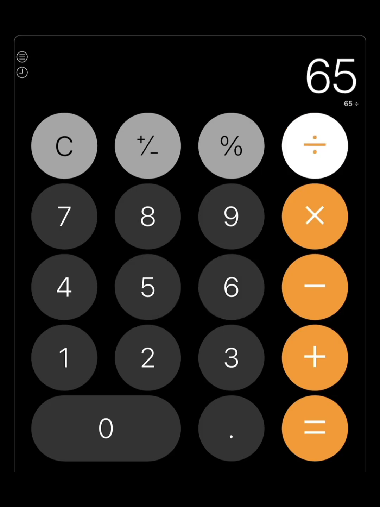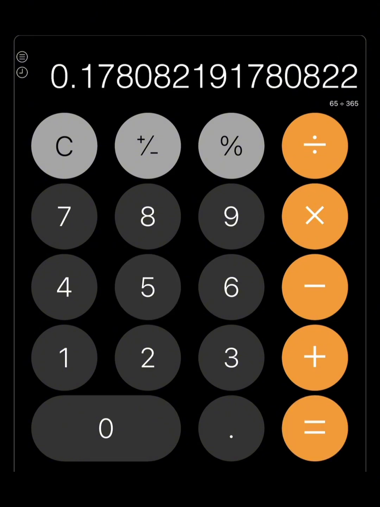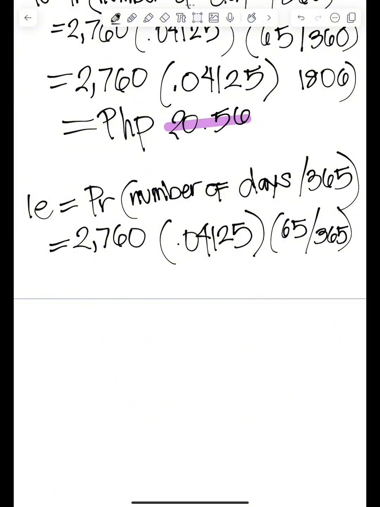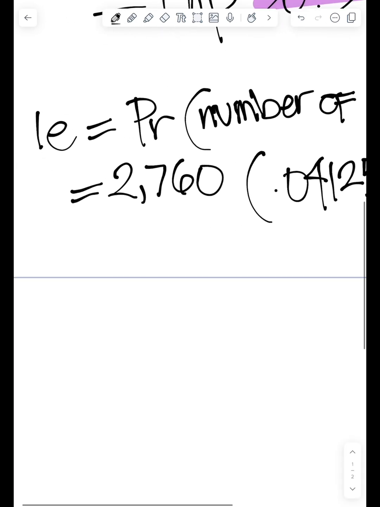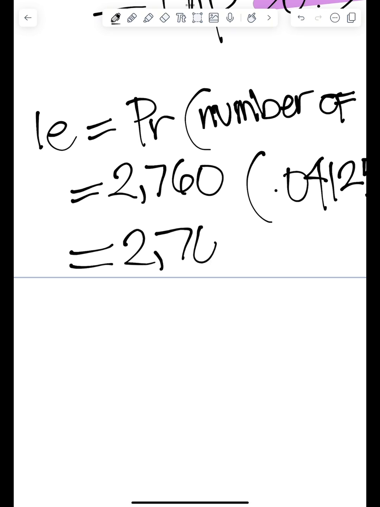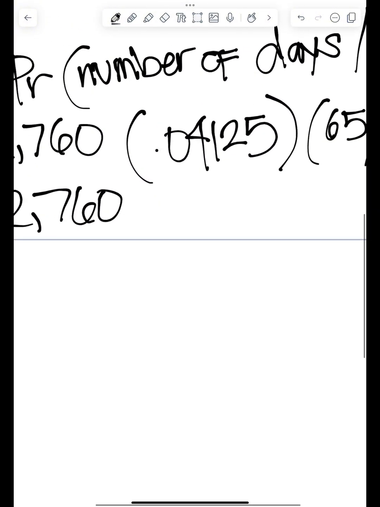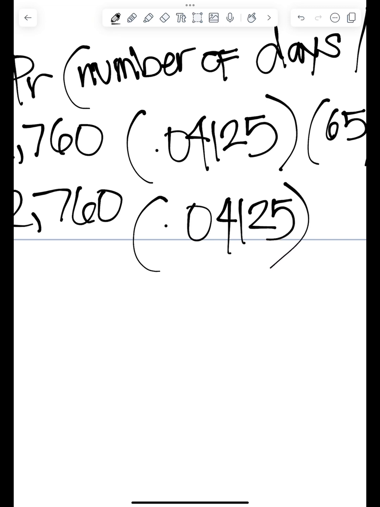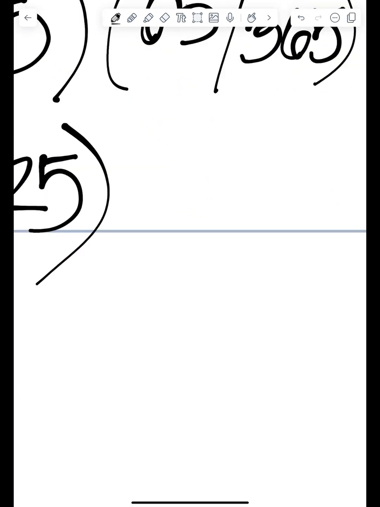65 divided by 365. We have 0.1780. We need to copy 2,760 again, and the rate 0.04125. After that, we will put the 0.1781.